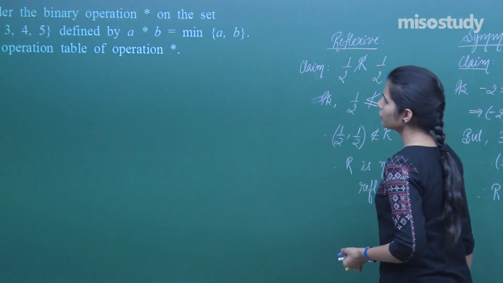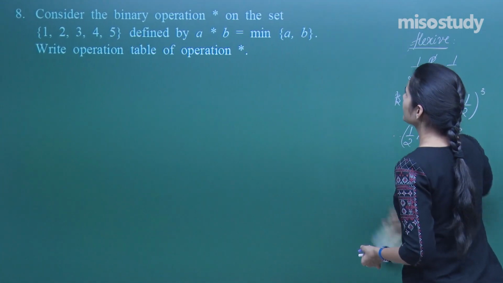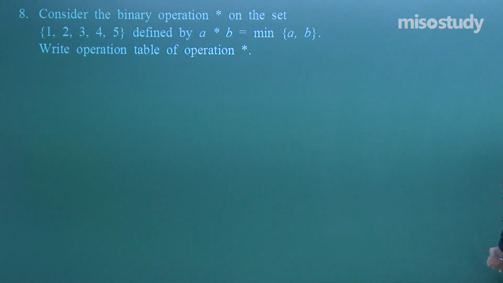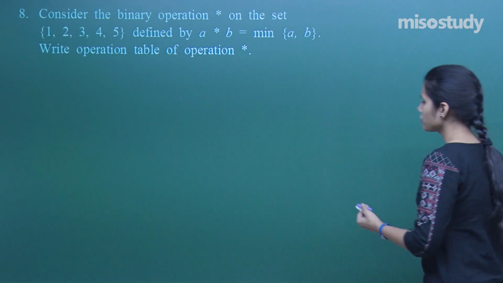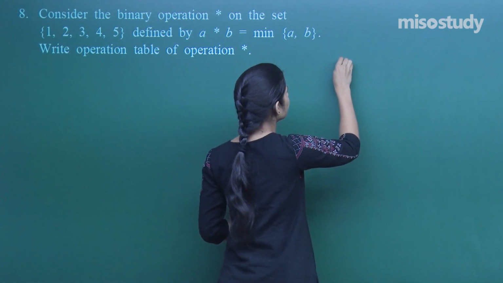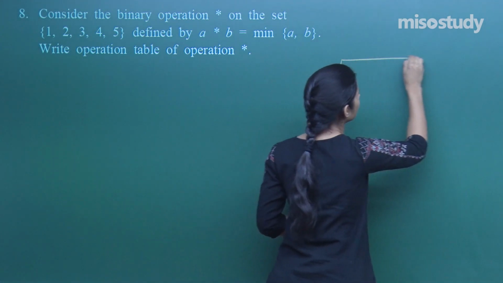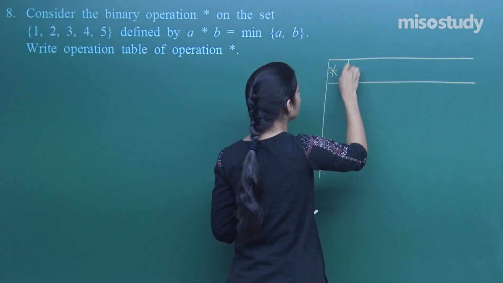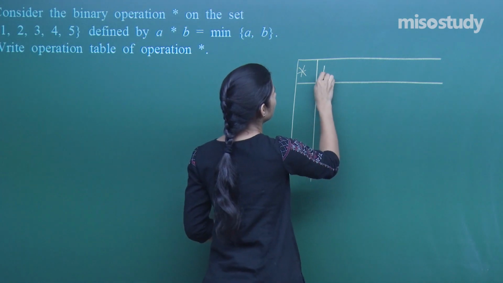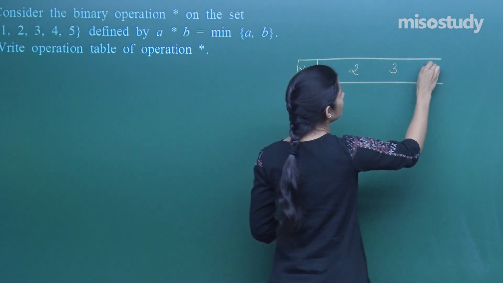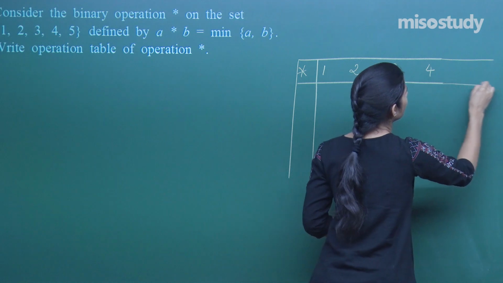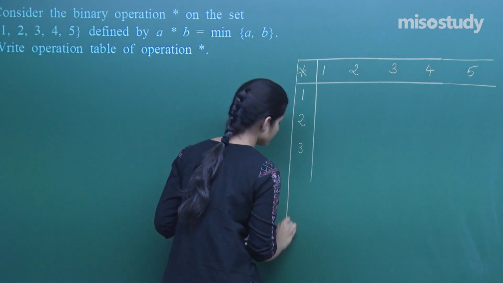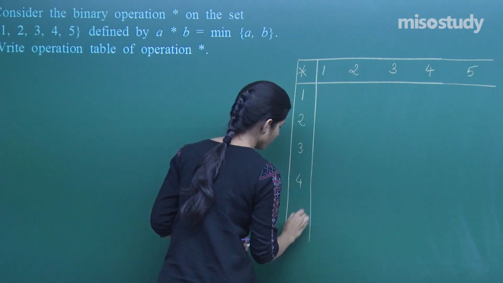Consider this binary operation defined on this particular finite set. A star B is the minimum of A and B. Write the operation table for star. This is pretty simple. Let's try to write the operation table for star. So I have star over here, 1, 2, 3, 4, 5, and 1, 2, 3, 4, 5.